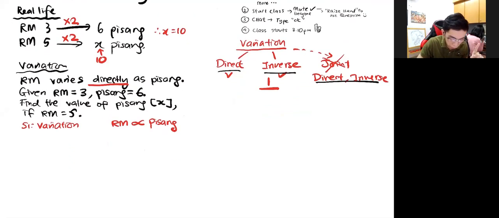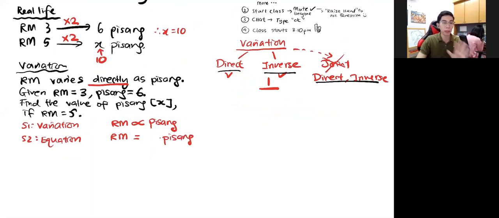I'll move down now and come into step number 2. Step number 2, I will be converting the variation into an equation that allows me to get the answer. So let me write this. RM equals to pisang. Can you see I leave some blank there? Can everybody write this, and then I will explain something before I continue. RM equals to pisang. Now I want to ask you this.